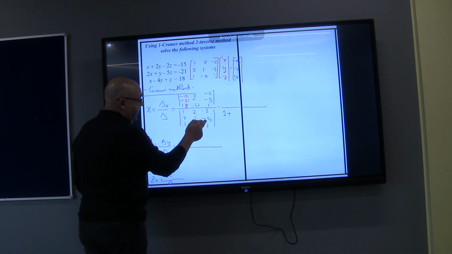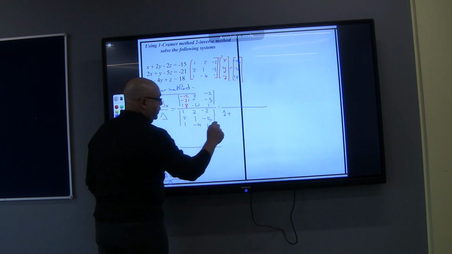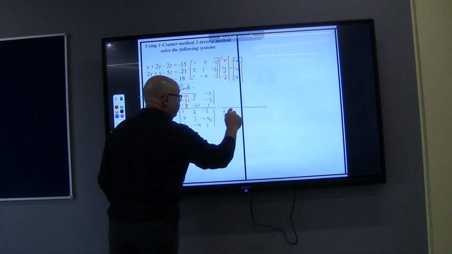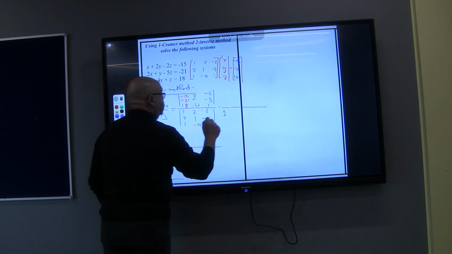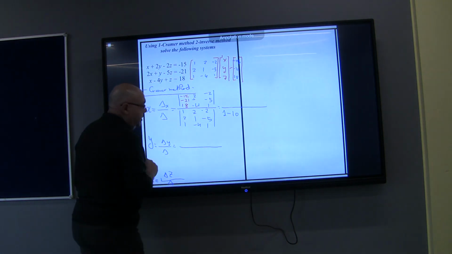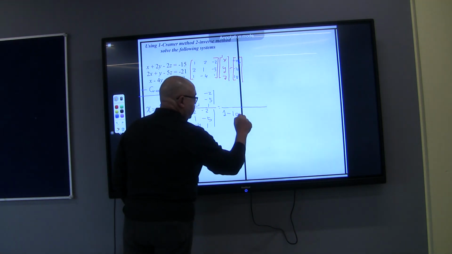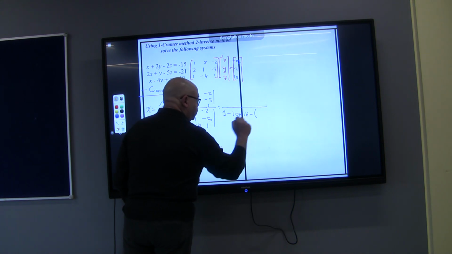2 times negative 5, which is negative 10, times 1. So it's going to come up to negative 10. Then in a similar manner, negative 4 times 2, which is negative 8. Negative 8 times negative 2, which is going to be positive 16. Then minus all the bracket.